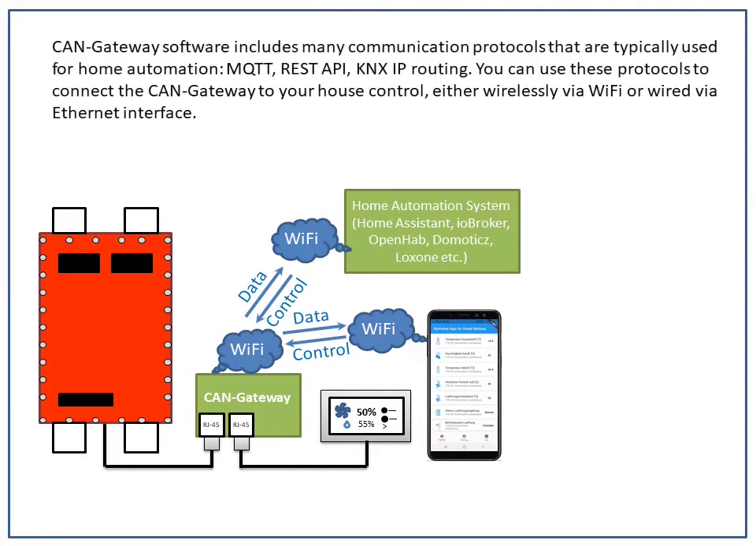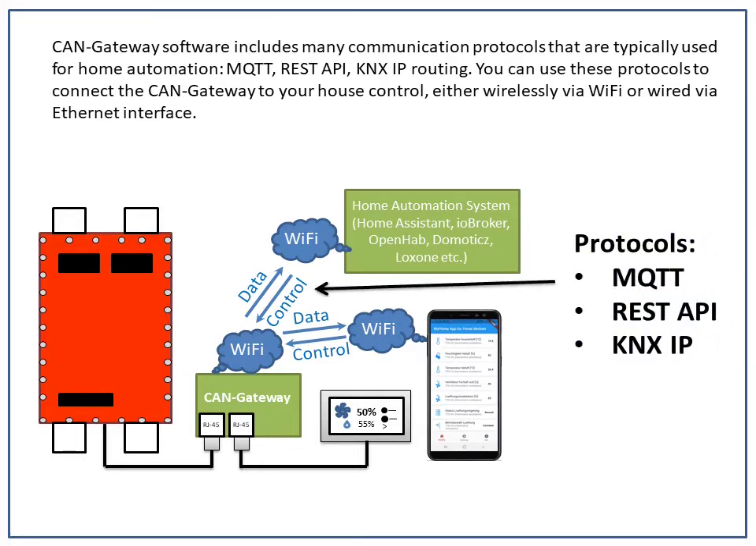CAN Gateway software includes many communication protocols that are typically used for home automation: MQTT, REST API, KNX IP routing. You can use these protocols to connect the CAN Gateway to your house control, either wirelessly via Wi-Fi or wired via Ethernet interface.